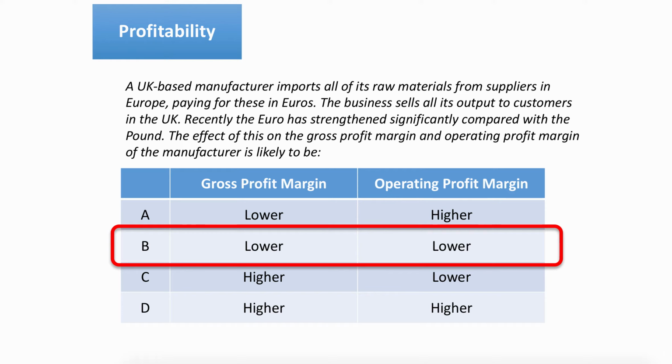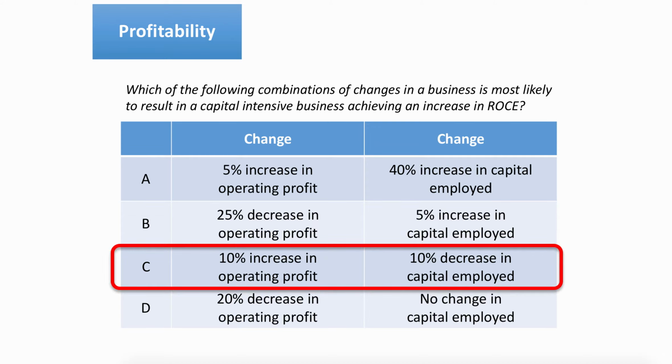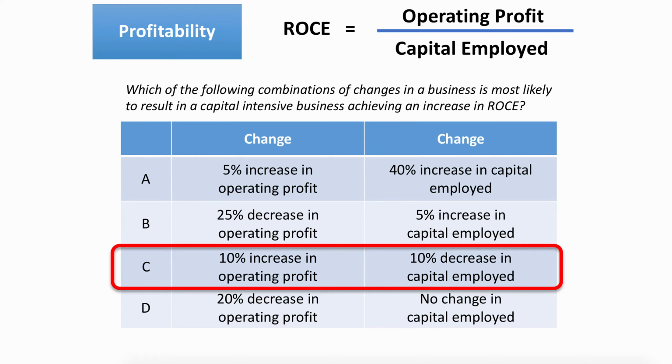Answer B. Okay, and the last one on profitability, another multiple choice question here. Which of the following combinations of changes in a business is most likely to result in a capital intensive business achieving an increase in return on capital employed? Have a go at that one. Pause the video. Well, what do you think? Well, the answer is C. C is the most likely combination to achieve an increase in return on capital employed.